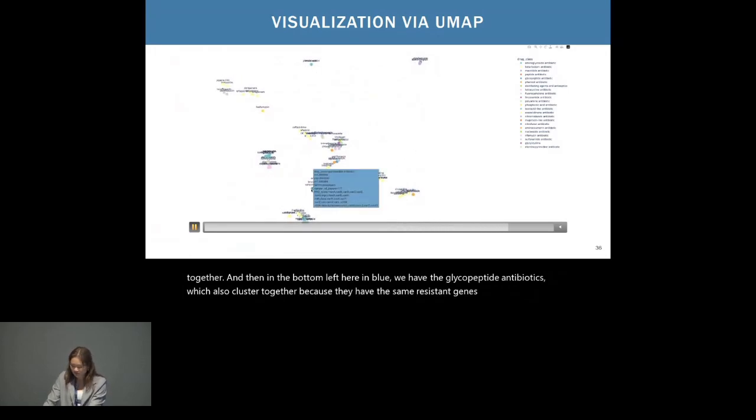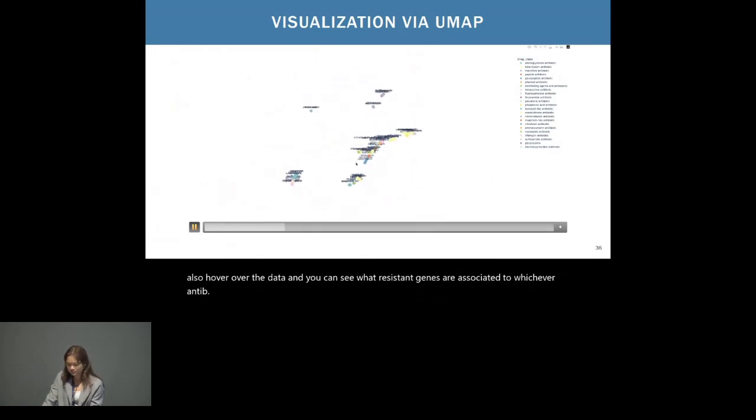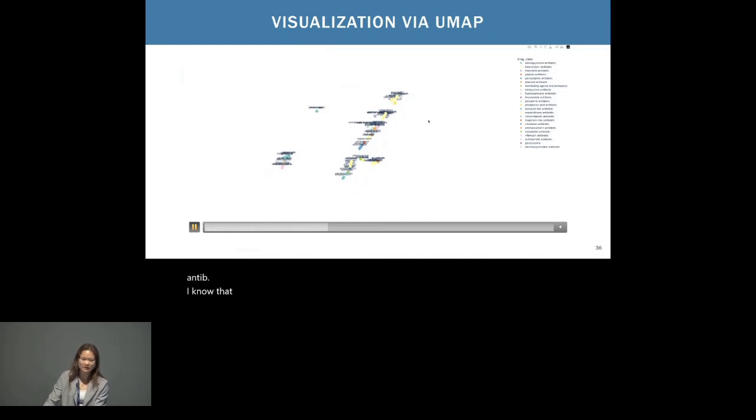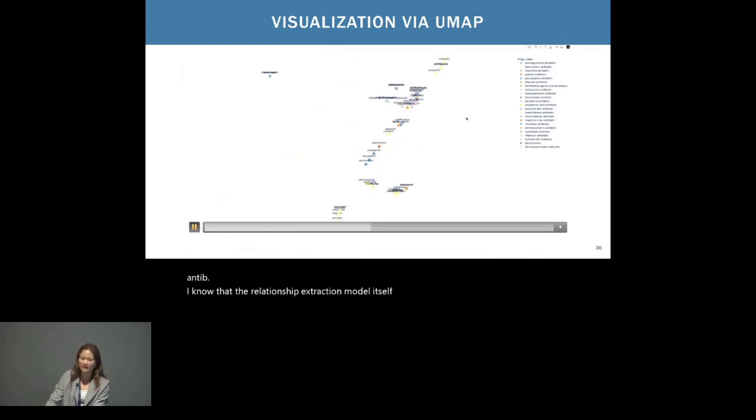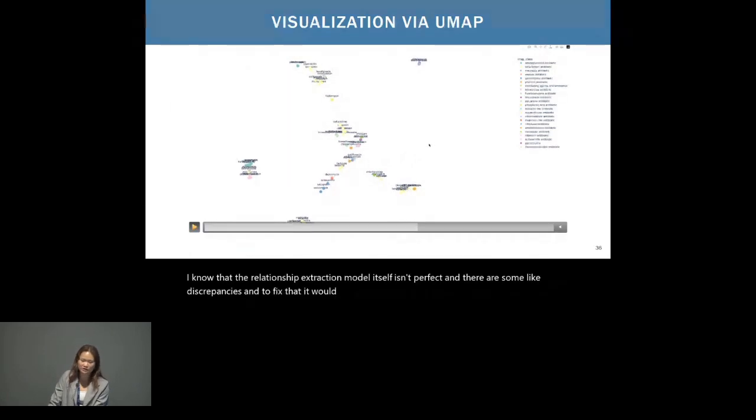However, we can also hover over the data and see what resistant genes are associated with whichever antibiotics. And I know that the relationship extraction model itself isn't perfect and there are some discrepancies. To fix that, it would just be further filtration methods to ensure more accuracy of the model.